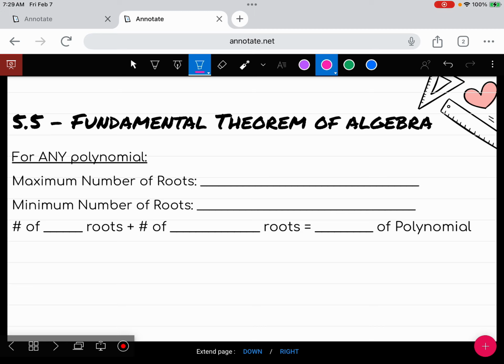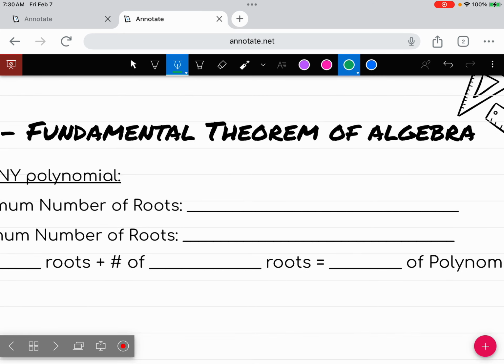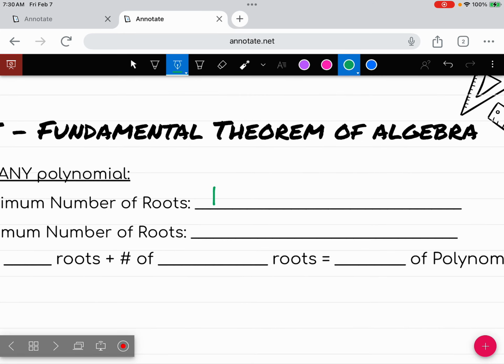And what this is telling us is that for any polynomial, all polynomials in the entire existence of the universe, have a couple of things that are true about them. And what it is that our maximum number of roots that we could ever get on a polynomial is going to be 100% exactly the same as the degree of the polynomial. The maximum number of roots is the degree.